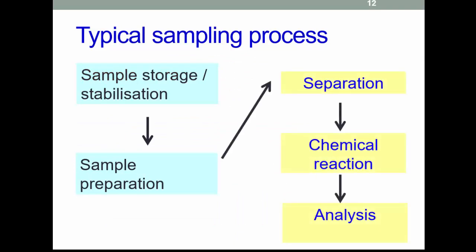Then you probably need to do some sample preparation, and more of this a little bit later on in this lecture. Often we need to separate the things that we're interested in from what we call the food matrix. So if we're interested, for example, in beta-carotene in peppers, we need to separate the beta-carotene from the food matrix, which is the pepper as a whole.